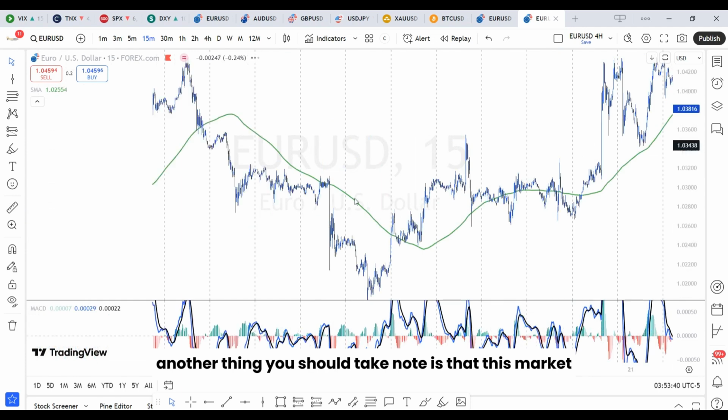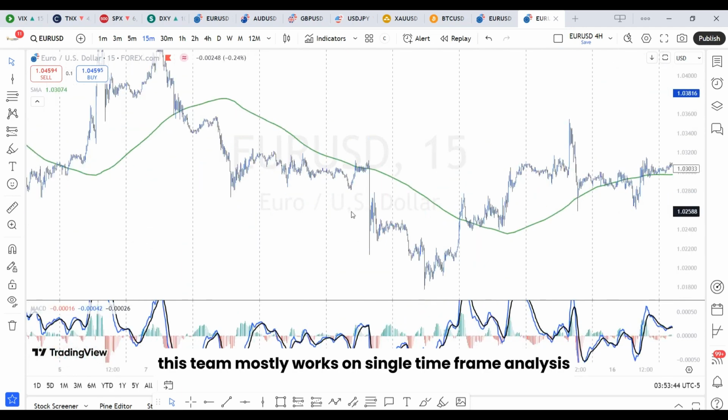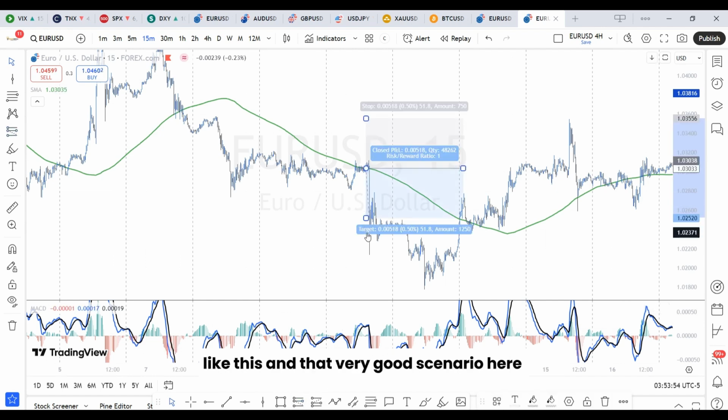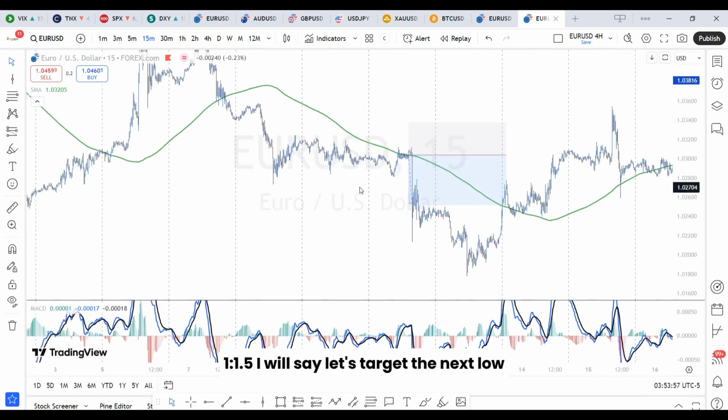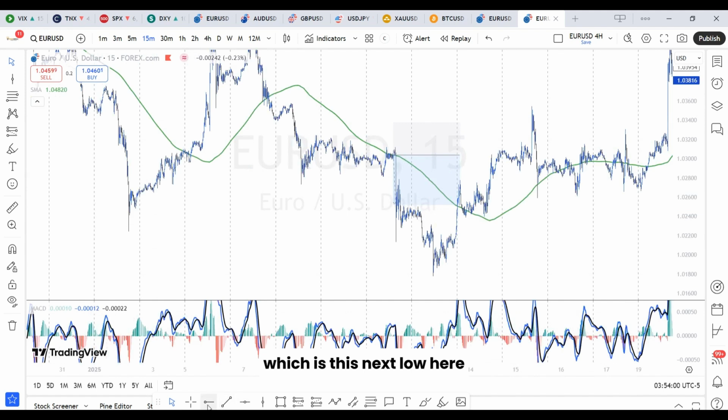Another thing you should take note of is that this mostly works on single time frame analysis, not multiple time frame analysis. You are analyzing for only one time frame. All your entries and your exits are on one time frame. Now this is another very good scenario here, 1:5, and we say let's target the next low, which is this next low here.